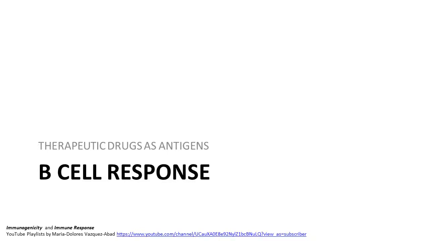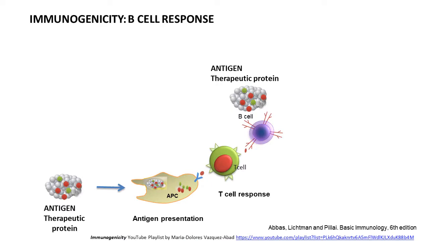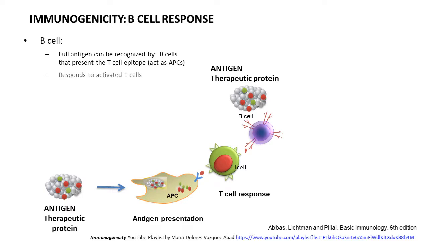When we have therapeutic drugs that act as antigens, the B cell response is again no different than a B cell response to a pathogen. The immunogenicity B cell response is the one that we're going to explain right now, which is the response from the B cell. It can react to the complete drug, to the whole antigen. So the B cells can identify the whole antigen. They can then digest it and present the T cell epitope directly to the T cell to activate it.